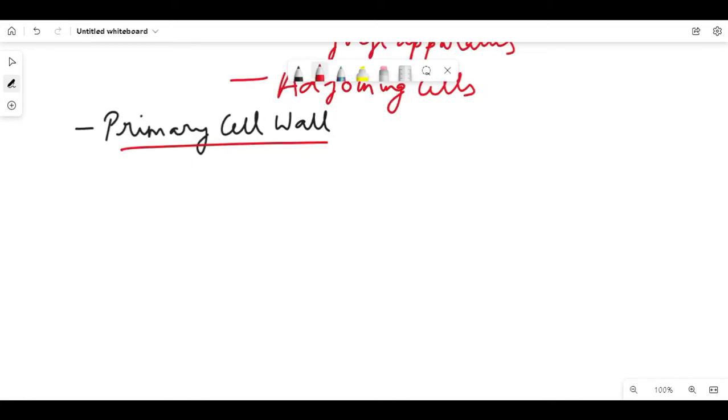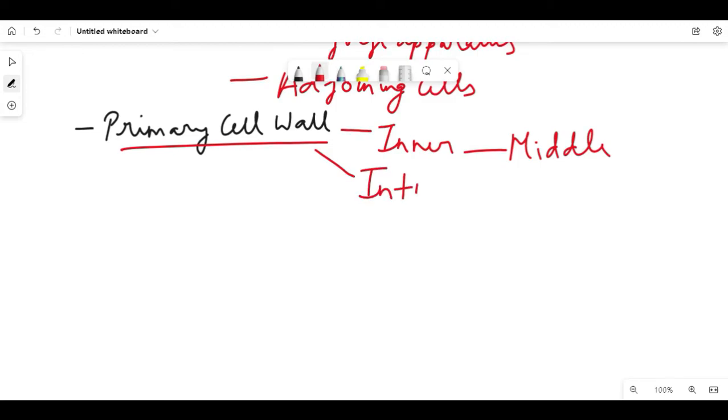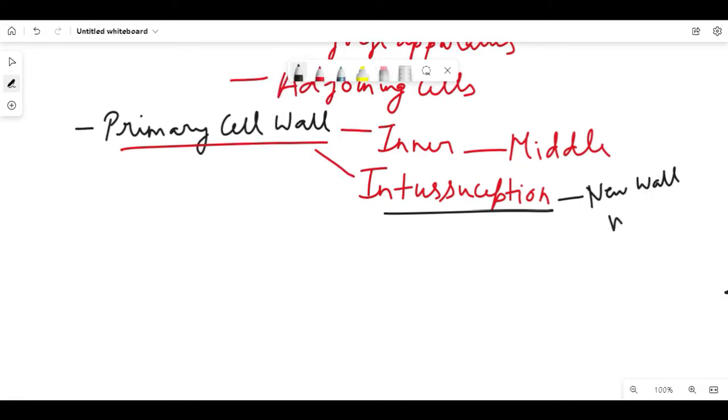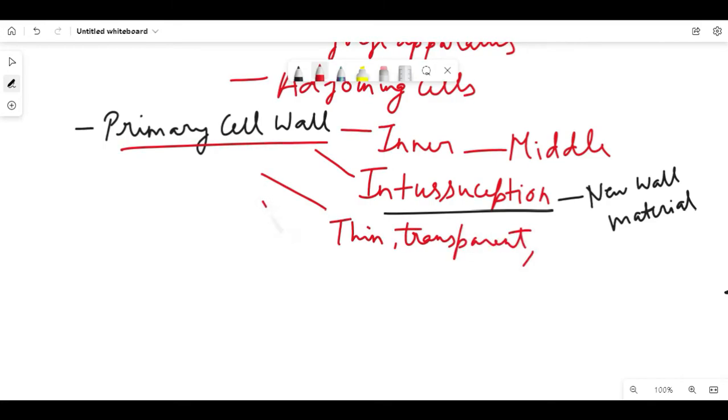Then second one is primary cell wall. This primary cell wall is present inner to the middle lamella. And this primary cell wall grows by intussusception. Intussusception means new wall material which is deposited within the material. And this primary cell wall is thin, transparent, elastic and permeable, and it is present in all cell walls, whether thin wall or thick wall.